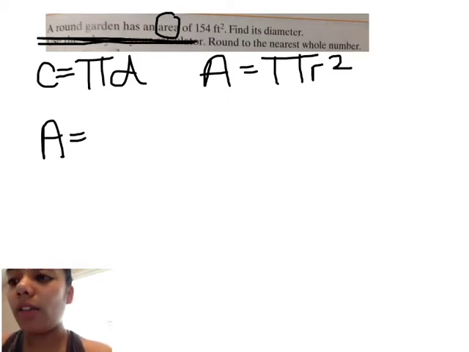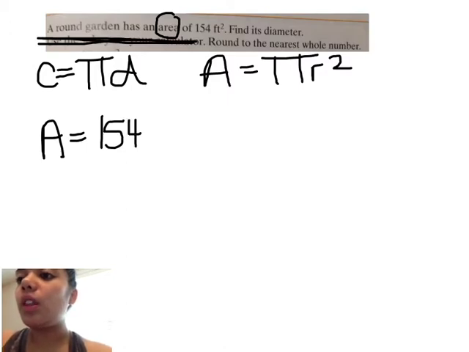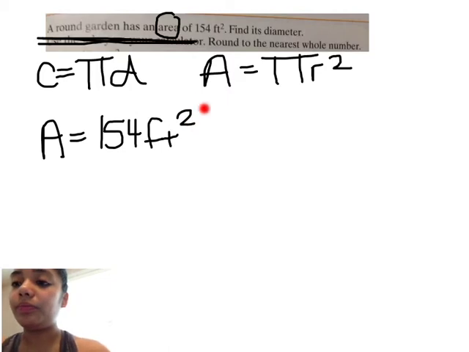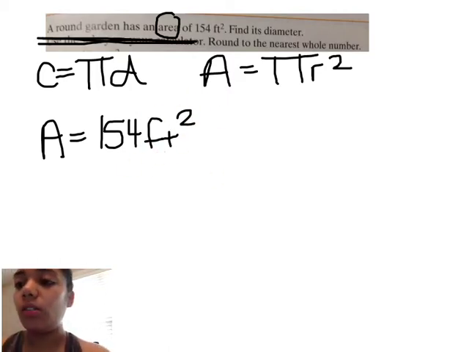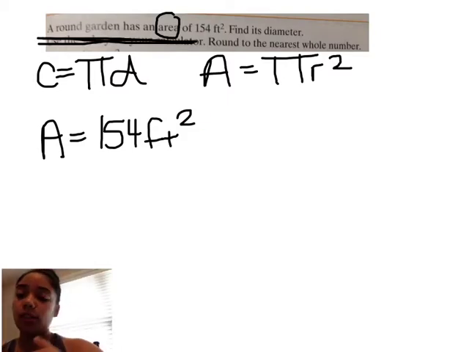So my radius equals 7. If I go back to my equation, it's asking for my diameter. If I know my radius is 7, what is my diameter? Well, my diameter will equal 14, because my radius is half the diameter, 14 feet. And it's not squared because diameter isn't two-dimensional. Diameter is simply a line.